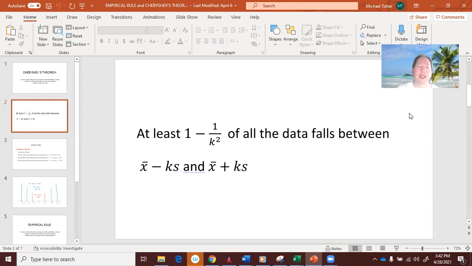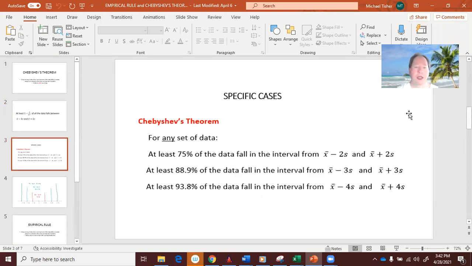Chebyshev's theorem says that at least 1 minus 1 over k squared of all the data falls between x bar minus ks and x bar plus ks. Let's look at some specific cases. When k is 2, we have at least 75%. When k is 3, we have at least 88.9%. And when k is equal to 4, we have at least 93.8%.